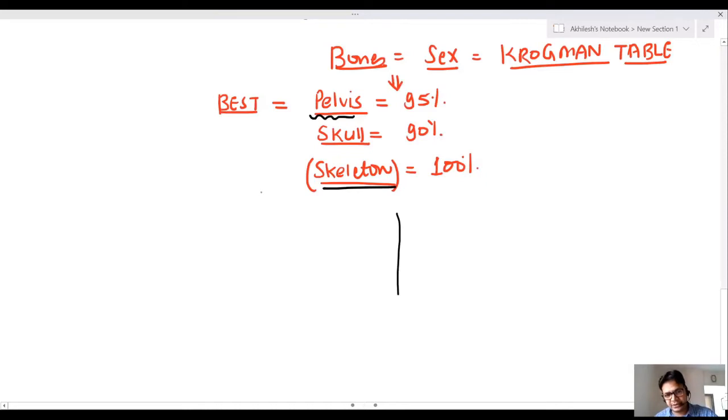Now, how to differentiate sex by bone in male and female? This is known as Krogman table. Pelvis is the single best bone, and complete skeleton is the best thing to differentiate male and female.